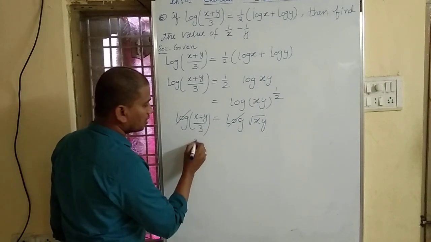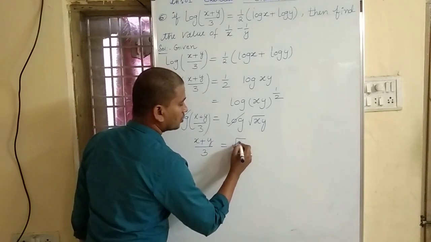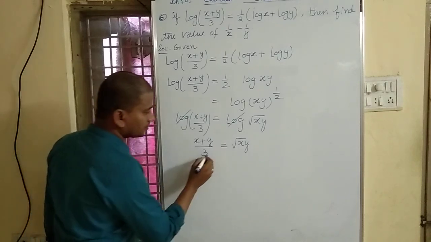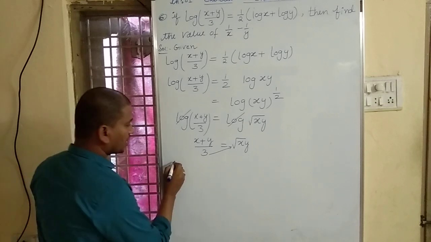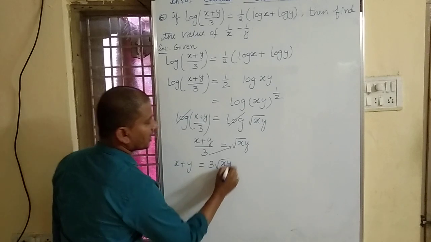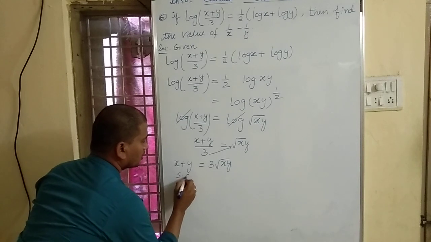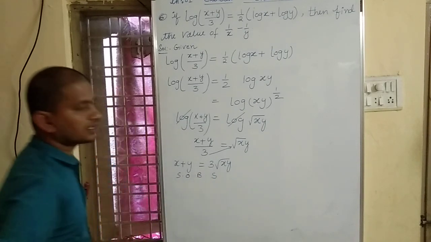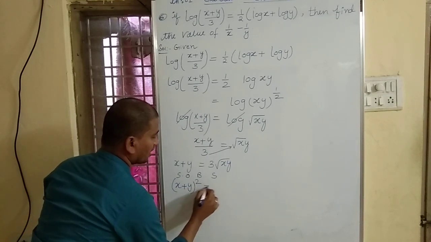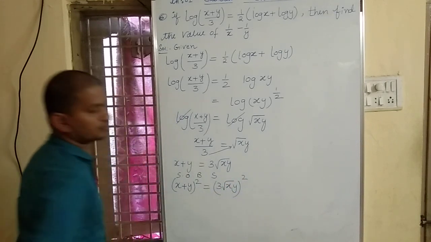So what is left over here? (x plus y) by 3 equal to root xy. Cross multiplication: x plus y equal to 3 into root xy. Squaring on both sides: (x plus y) whole square equals (3 root xy) whole square.